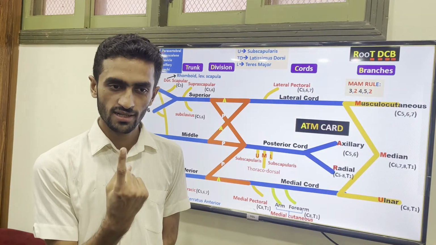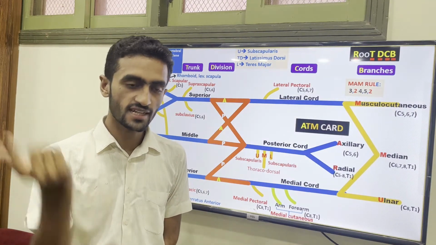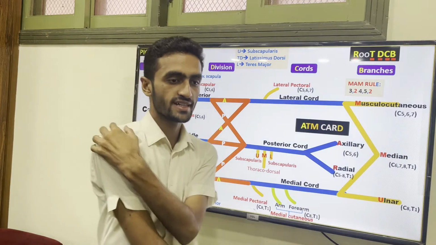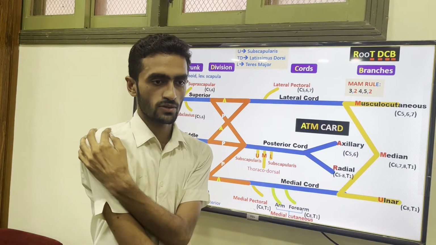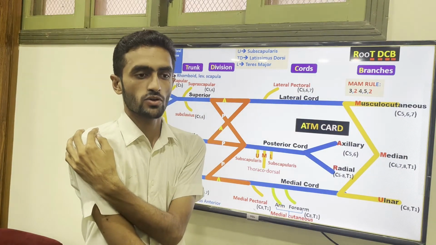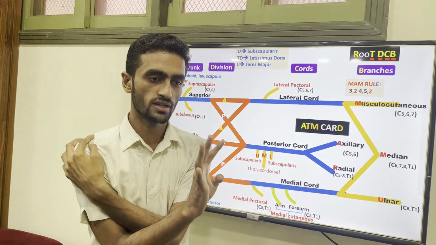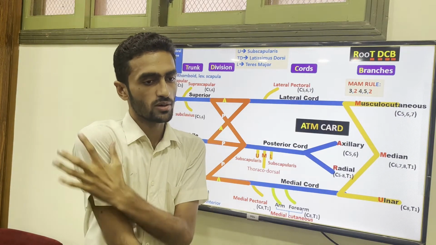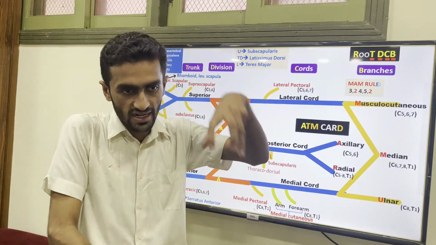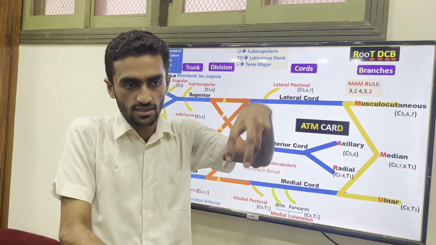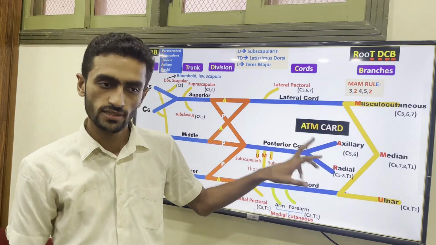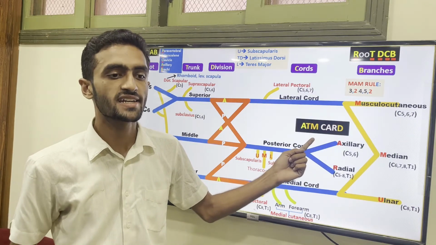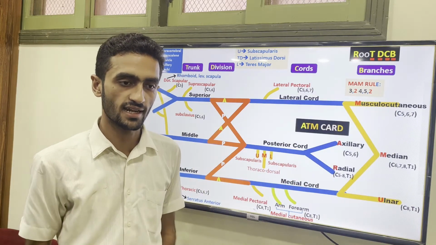One is your ATM: TM, teres minor, that is your rotator cuff muscle. Other is your deltoid muscle. Deltoid muscle is also a rotator cuff muscle? No, rotator cuff muscles are only four. The deltoid actually helps out, but the rotator cuff is actually attached with your humerus like this. Okay, so ATM card, very short story: TM teres minor, D represents your deltoid.